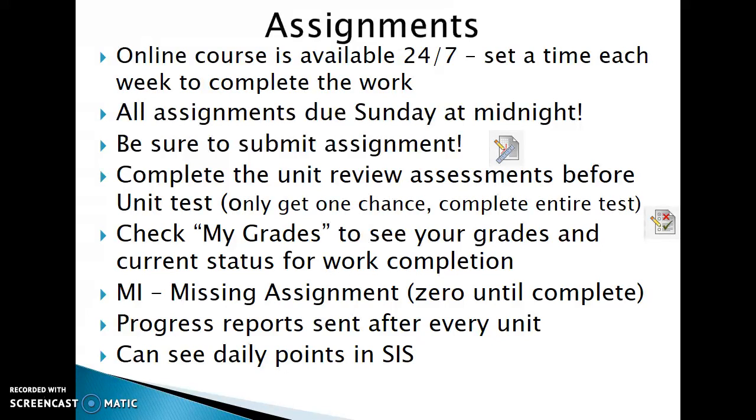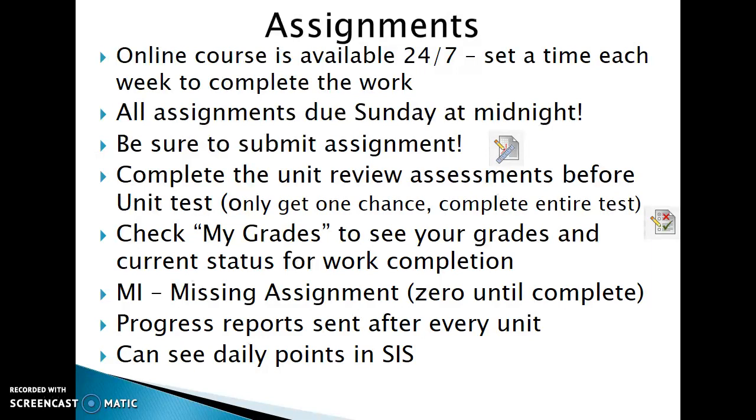They need to be sure to submit assignments anytime they see an assignment icon, which looks like a paper and a ruler and a pencil in the Blackboard class. That means the teacher is expecting something from them in the form of an assignment. They do want to make sure they complete the unit review assessment before each unit test. Striving for an 85% accuracy will help ensure they know the content and be successful on the test.